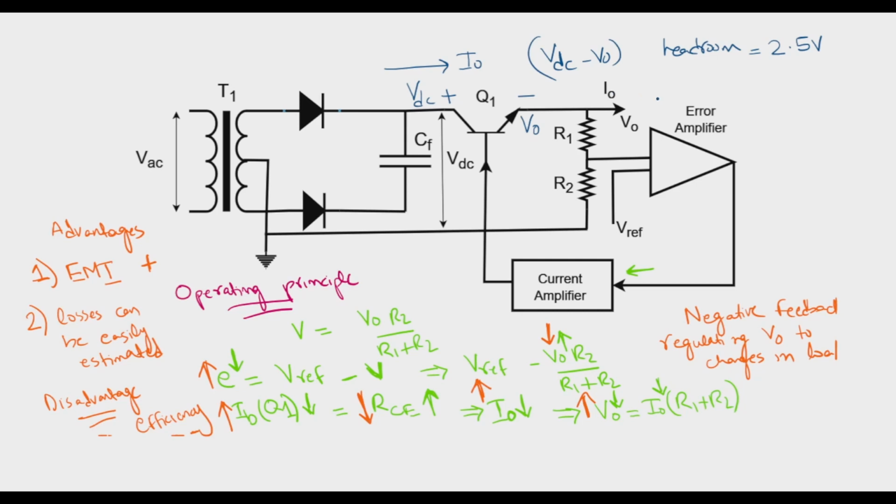So let's work out an example. We will consider three cases. The first one, when the output voltage is 5 volts and the output current is 10 amperes. Output voltage, let's say, is 15 volt for the second case and 30 volts for the third case. So now we'll try to calculate the efficiency for these three cases.